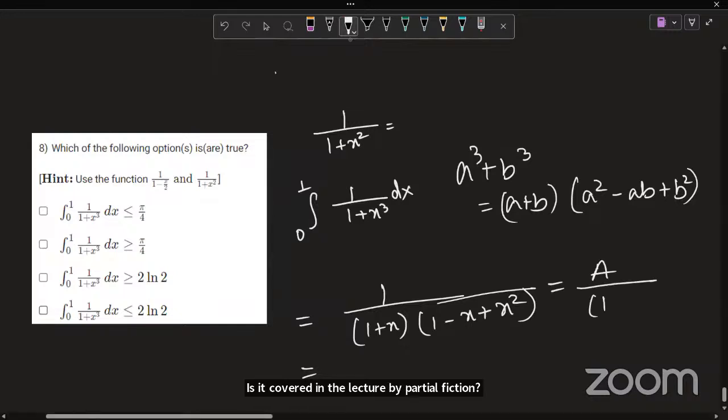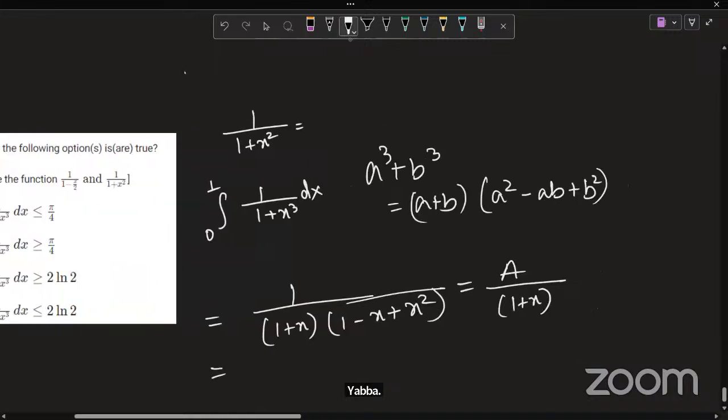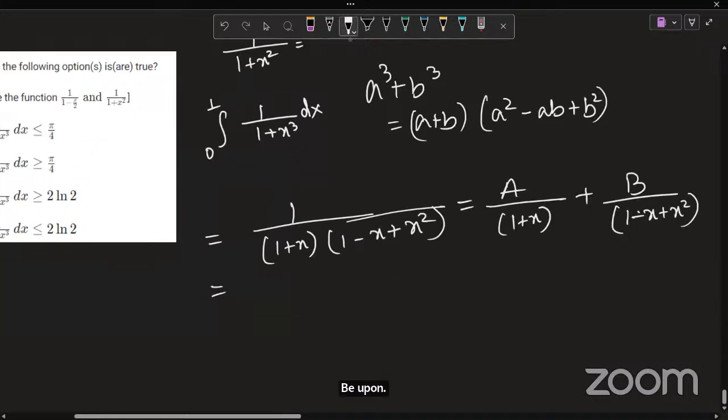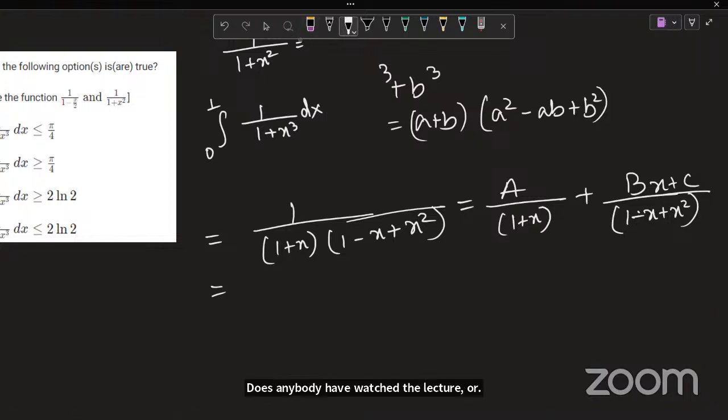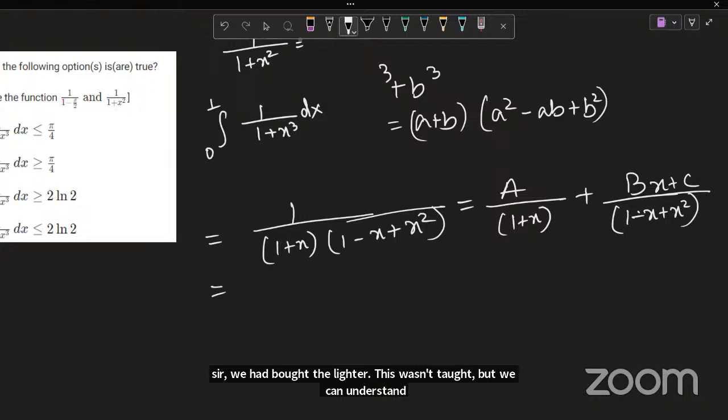A upon 1 plus x, plus b upon 1 minus x plus x squared. So you have to find the value of a and b. Here it is a square, so it will be bx plus c. It is not covered in the lecture. Does anybody have watched the lecture? Yes, sir, we had watched the lecture. This wasn't taught, but we can understand it. Okay. I'm just trying to find the shortest way, but that's the shortest way we can get.